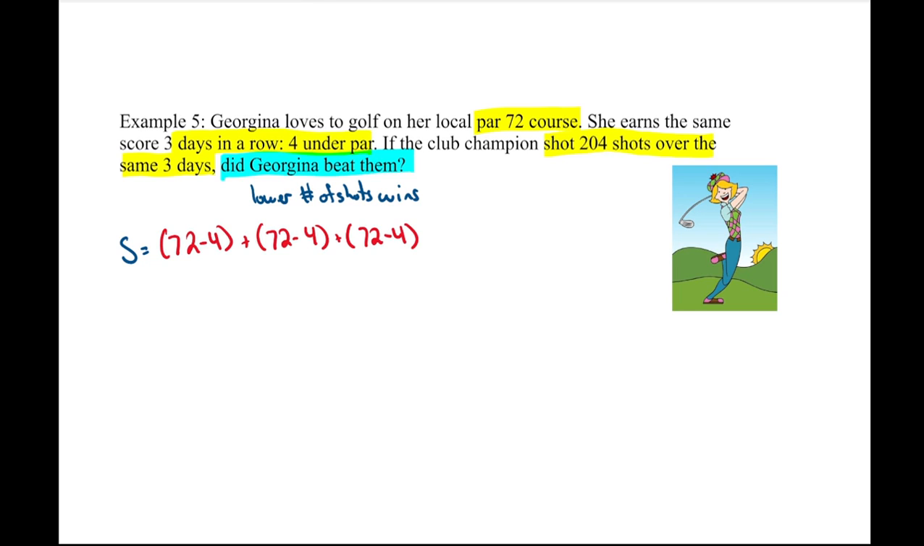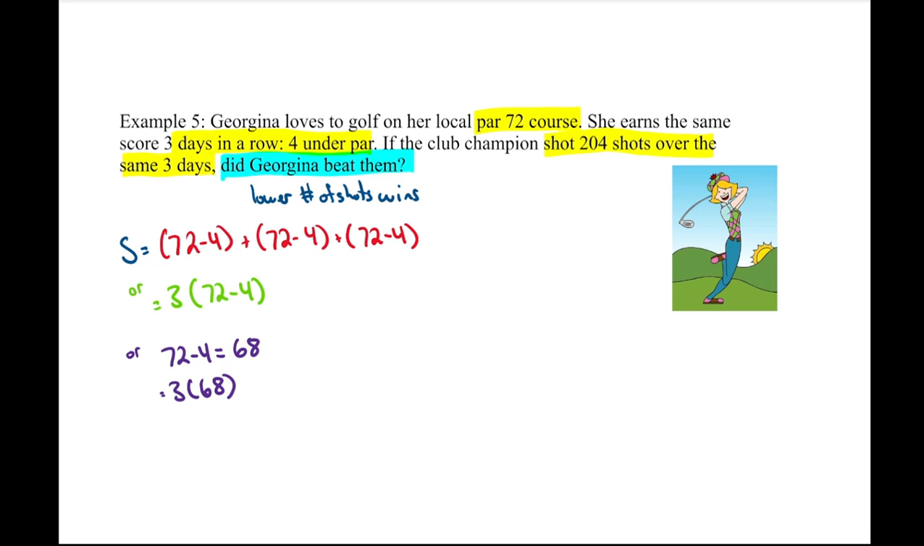You could recognize, well, because we're adding up the same thing 3 times, why don't we just multiply that by 3 instead of adding it up. So 3 times 72 minus 4. You might have to use a little bit of BEDMAS. Or we could recognize 72 minus 4 equals 68. So we're going to do 3 times 68 to save us from having to do that extra calculation.